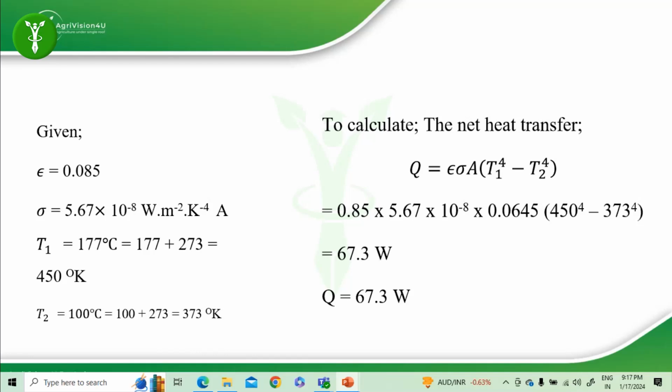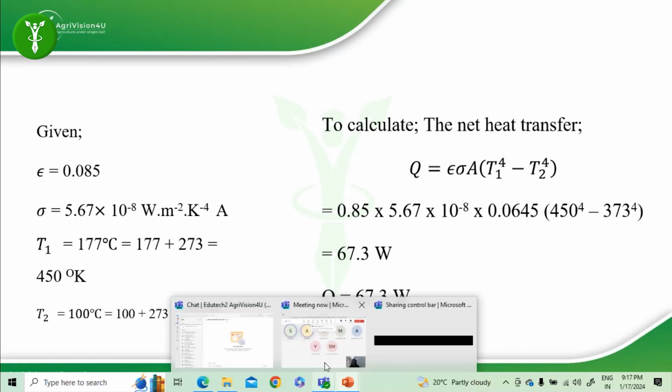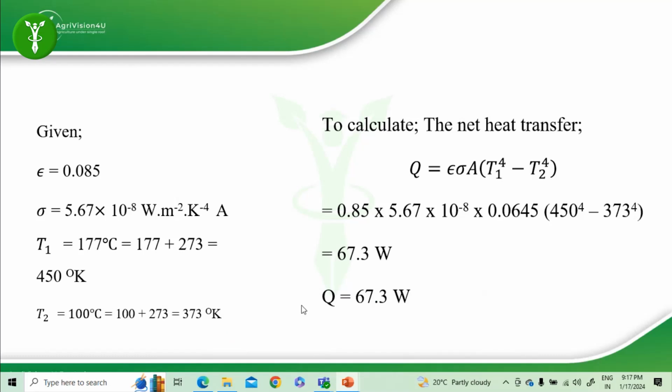0.085. The value of sigma, the Stefan Boltzmann constant, we will be reaching there one by one. The value of the Stefan Boltzmann constant is 5.67 into 10 to the power minus 8 watt per meter square per Kelvin to the power 4.